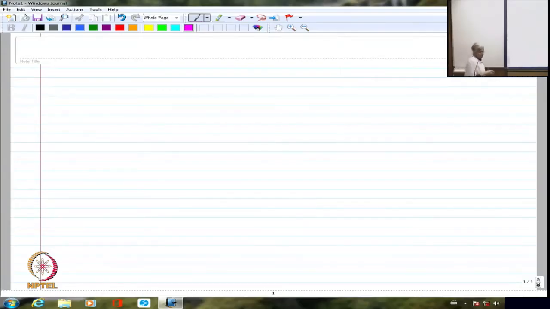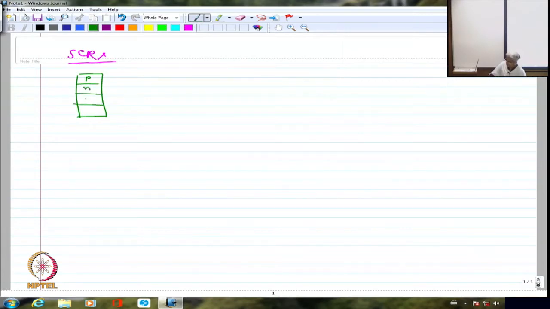So in the last class, we had started on SCRs and we had also started looking at how to analyze the device. As I told you, SCRs basically are 4-layer devices. So I'm going to have PN, PN. This is the way it is going to be, which I said can be looked upon as a PNP transistor. So this is a PNP transistor which is connected to an NPN transistor.